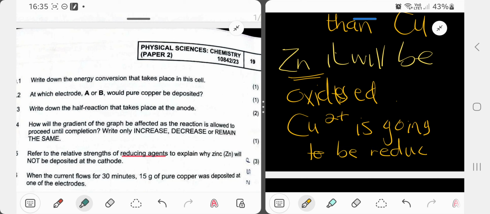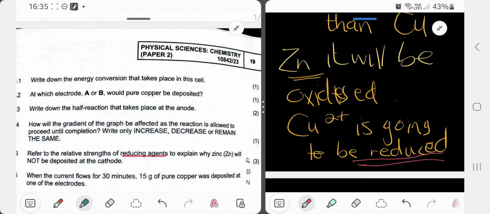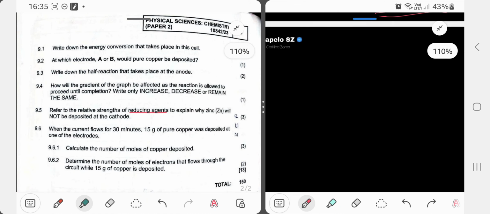okay? And remember, what happens at the cathode? Reduction, not oxidation. Reduction happens there. That's why this one is the chosen one, and not Zn. Okay, so I think that's the remarks there. Let's try and move on.